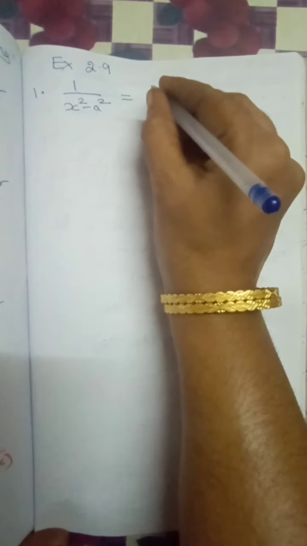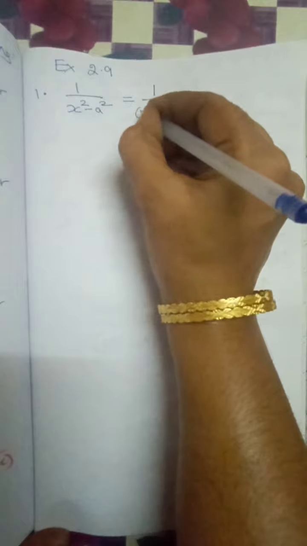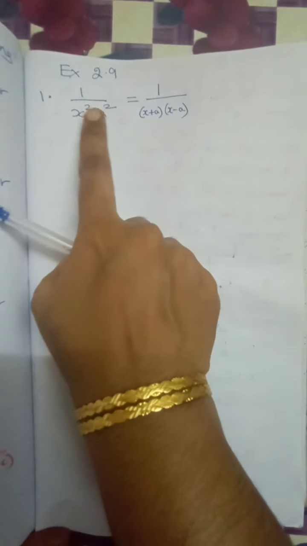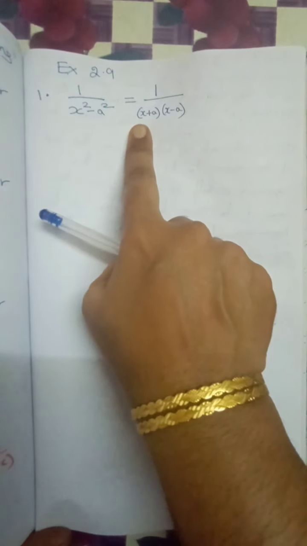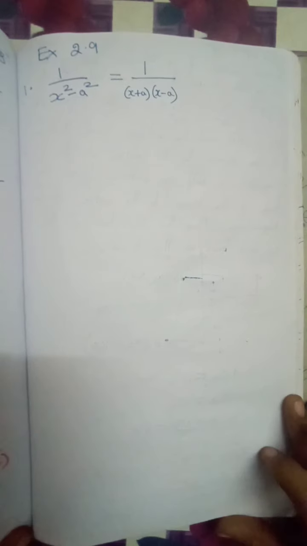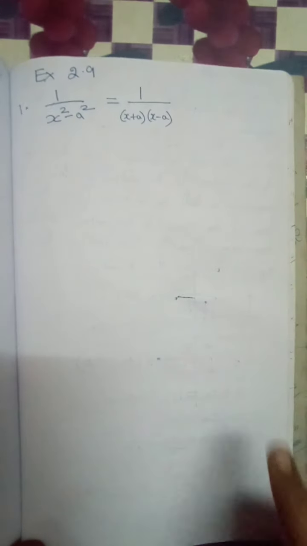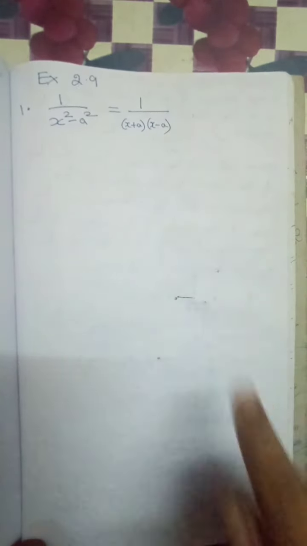So when we factorize it, how should I write this? As x plus a into x minus a. Because you have learned the formula a square minus b square means a plus b into a minus b. So this can be written as x plus a into x minus a. What is the third step I said? Count the number of linear factors.